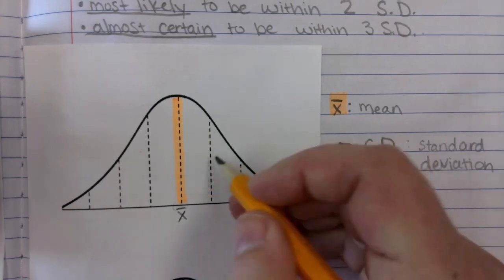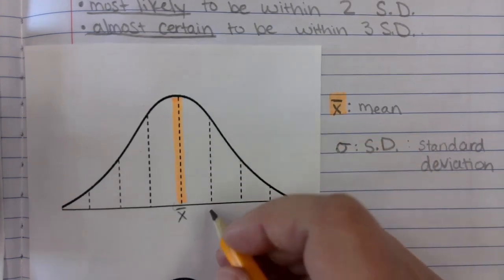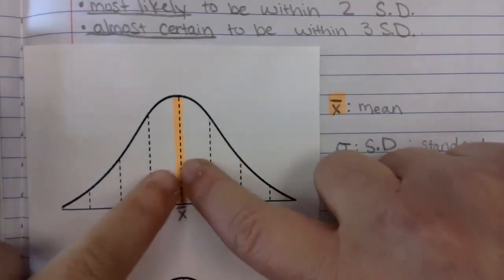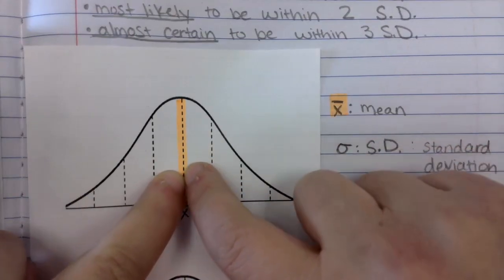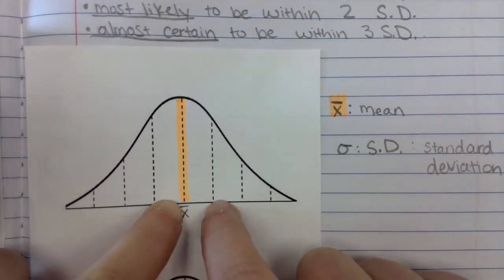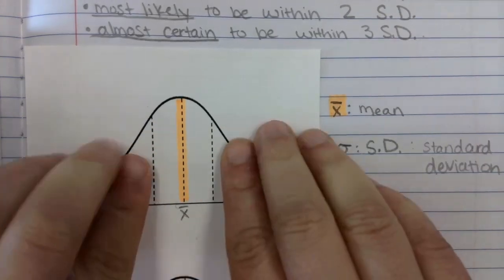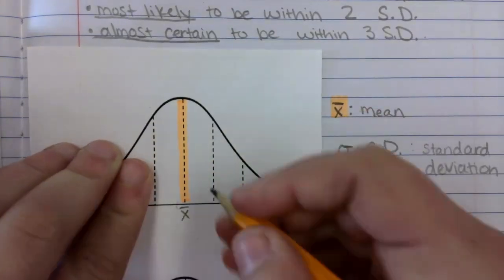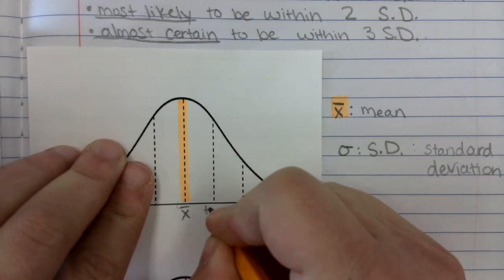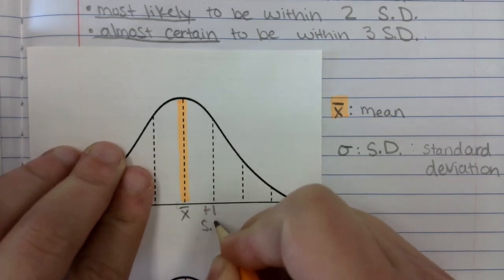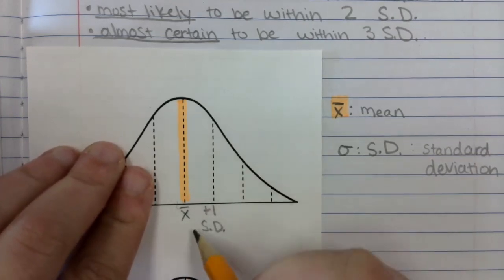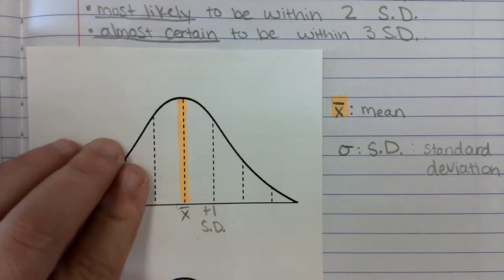Alright, so when we move from X bar, when we move out, the majority of our data is going to be within one standard deviation. What that means is if I go one to the right and one to the left, most of my data should likely be within one standard deviation there. So to the right, we're going to add one standard deviation, whatever that number is, that says that most of our data is within that one standard deviation.